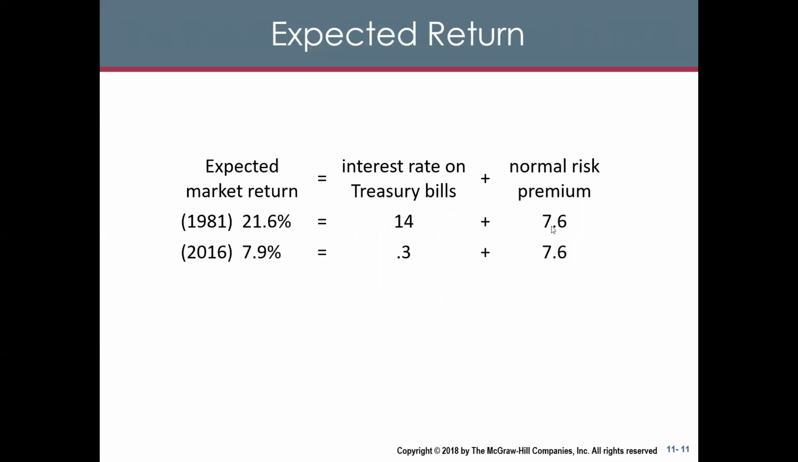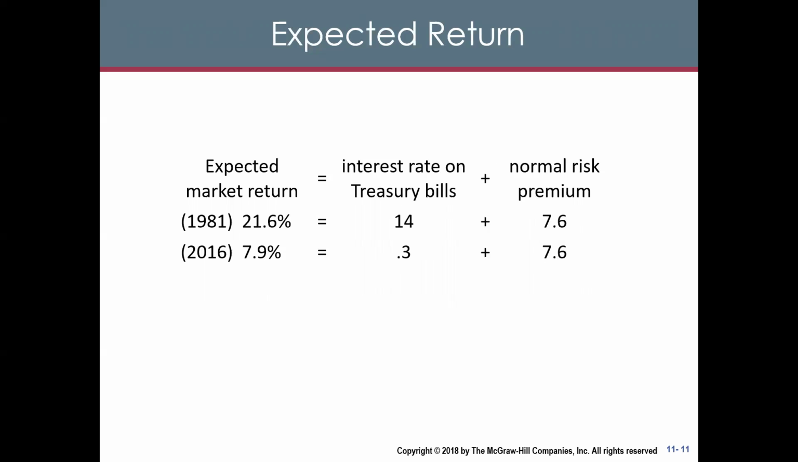7.6%. Okay, in 2016, the expected market return is only 7.9%. Okay, it looks to be much lower. However, the interest rate on the treasury bill is also much lower, which is 0.3%. So again, the nominal risk premium is 7.6%, which is actually the same as in 1981.